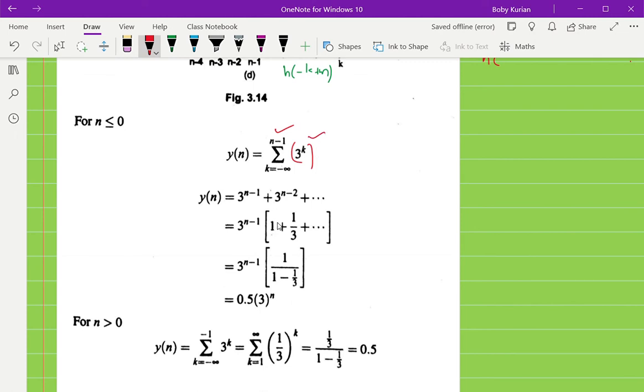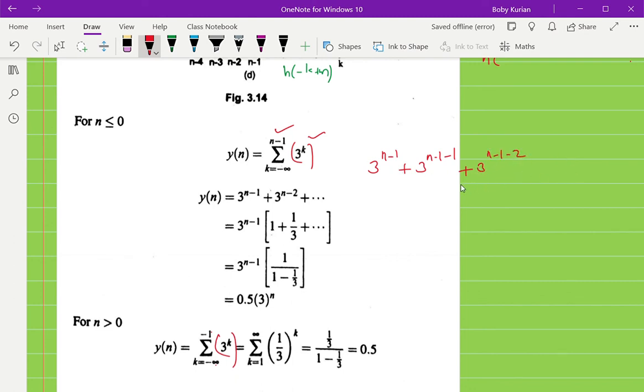Okay, the second case: if n is greater than 0, we know the second signal is shifted to the right. In that case, based on the first signal, the summation will exist from minus infinity to minus 1 of 3 raised to k. So let us find this one. First, 3 raised to k: we give different values to k. The final value given to k is n minus 1. So that will be 3 raised to n minus 1 plus 3 raised to n minus 1 minus 1 plus 3 raised to n minus 1 minus 2, like that.